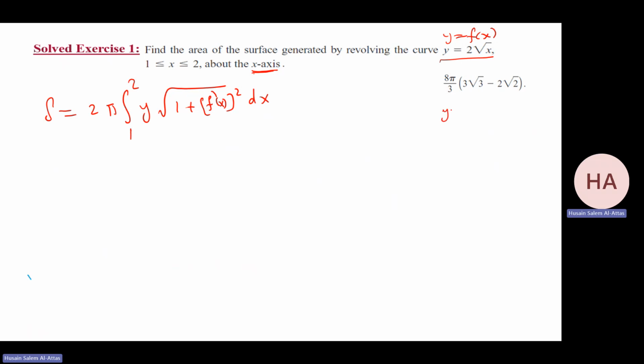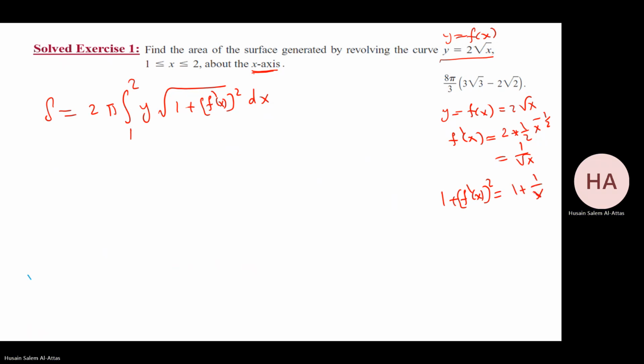So I have y equal f of x, which is 2 square root of x. What is f prime of x? It's x to the power half, so that will be 2 times half, x to the power minus half. So it will be 1 over square root of x. So I have 1 plus f prime of x all squared, that is 1 plus 1 over x. Or in other words, it's x plus 1 over x.